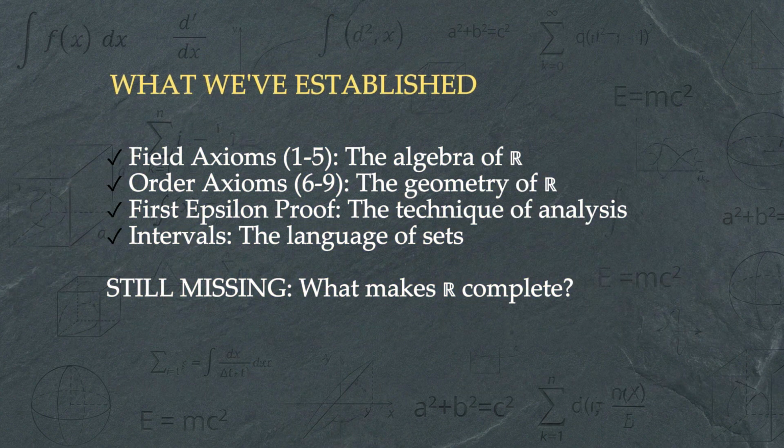Let's recap what we've established. The field axioms give us the algebra of the real numbers. The order axioms give us the geometry and the number line. We've proven our first theorem using the epsilon technique that will dominate this entire course. And we've learned the language of intervals and sets.